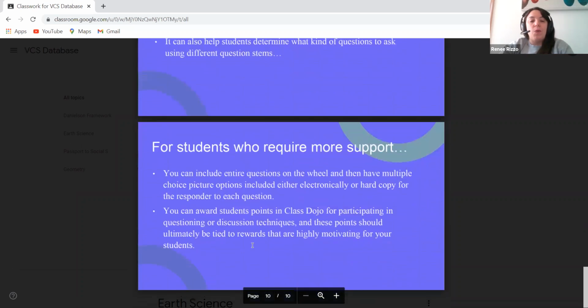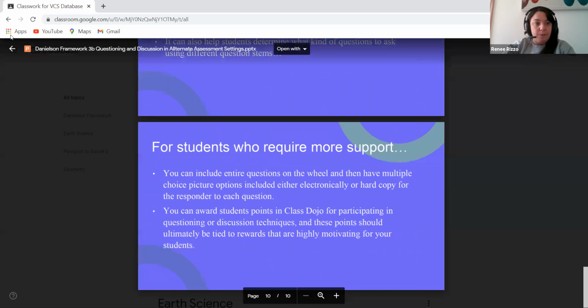And for students who require more support, you can include entire questions on the wheel and then have multiple choice picture options included either electronically or hard copy for the responder to each question. You can award students points in Class Dojo for participating in questioning or discussion techniques, and these points should ultimately be tied to rewards that are highly motivating for your students.